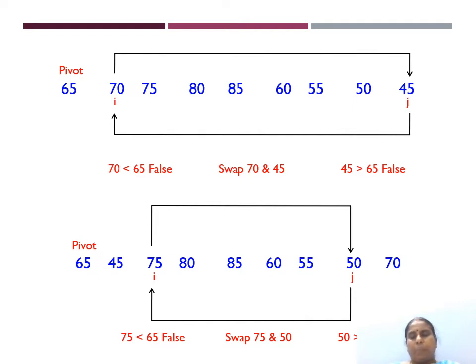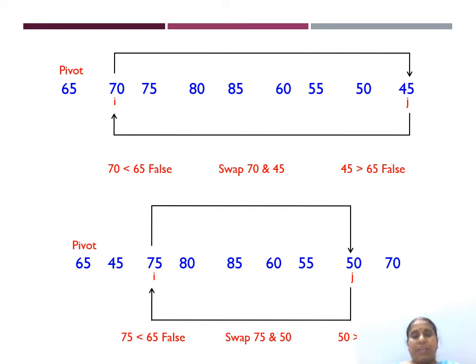Now we apply this on the right hand side for the pointer J. The J pointer is in position 8, and the value in the 8th position is 50. 50 is compared with the pivot 65.